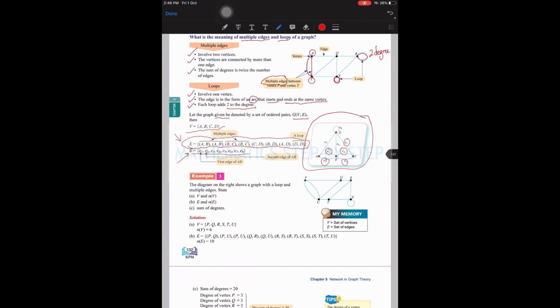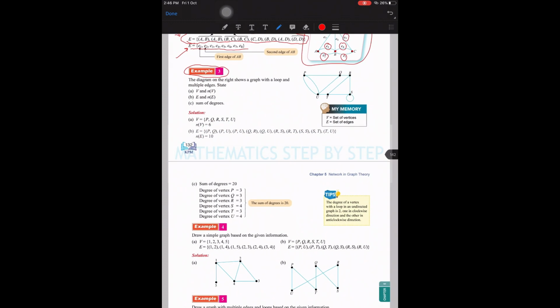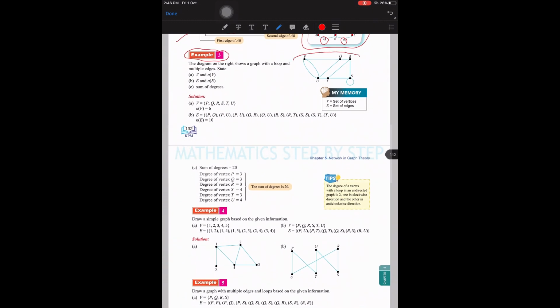Okay, so now let's go through example 3 together. The diagram on the right shows a graph with a loop. So we can see the loop here at vertex S. Okay, and multiple edges. So this is a multiple edge. Okay, connecting vertex P and U. So now A, let's state the set of vertices. So vertices are all these dots. Okay, so P, Q, R, S, T, U. Then the number of elements here is 6.